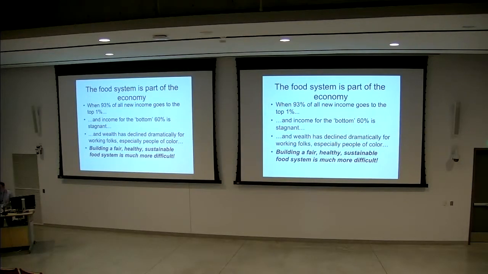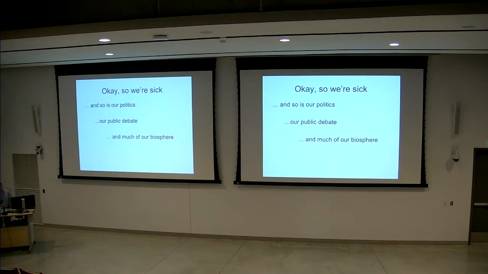So with that stagnant income and that low wealth, people are obviously more concerned about how they spend their money. And so it makes the argument for buying local that much harder. So building a fair and sustainable food system is more difficult when the economy as a whole and the political context around it is not supportive. So we're sick. Our politics, our public debate, Lord, is that sick, and much of the biosphere.